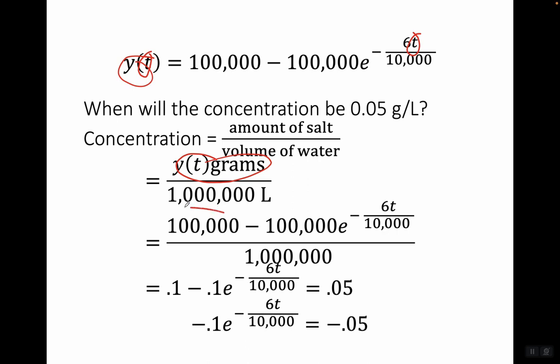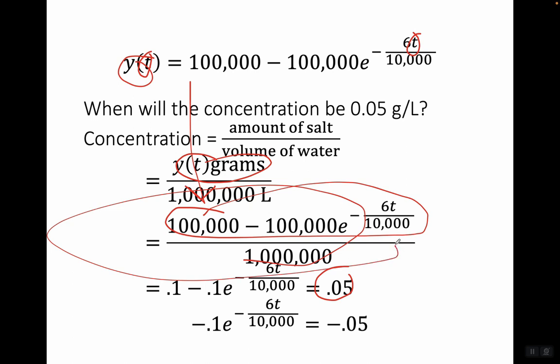Well, we actually know what y of t is. y of t is going to be this expression. We just saw that a moment ago. Okay, so let's plug in some numbers. When you divide by a million, the right side is just 0.1 minus 0.1 e to the negative 60t over 10,000 equals 0.05. That's going to be our concentration. So this whole expression is going to be equal to 0.05.